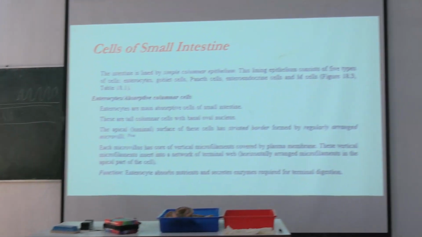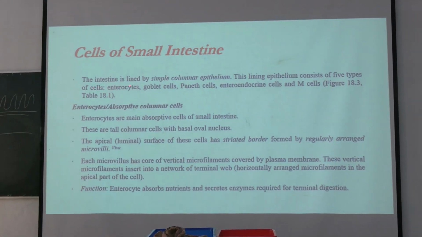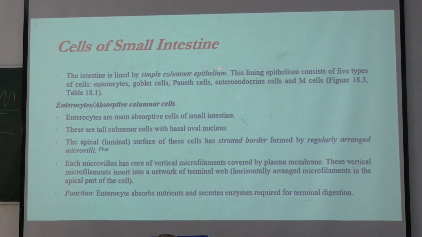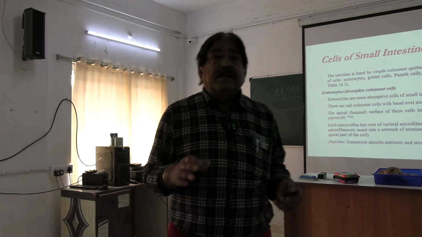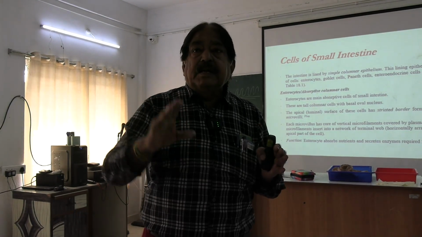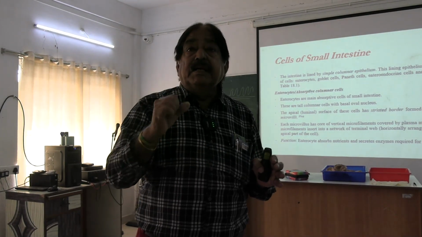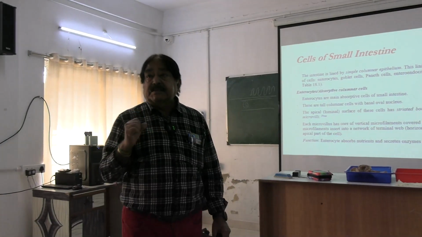Now, cells of the small intestine. The intestine is lined by simple columnar epithelium. This lining epithelium consists of 5 types of cells: enterocytes, goblet cells, Paneth cells, enteroendocrine cells, and M cells. Now, enterocytes, absorptive columnar cells. We will see how much we can see in a light microscope without any special stain, with only H and E stain. Then you just have an idea what the gut is.